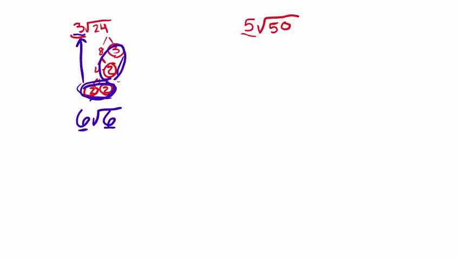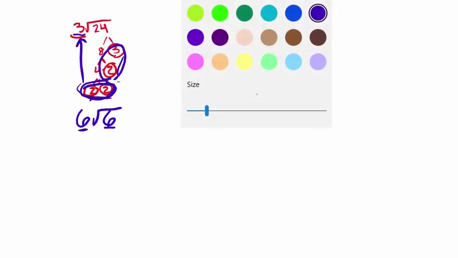Okay, so let's do another example. If I have 5 square root of 50, again we're going to just factor 50. So that's 5 times 10. 5, of course, cannot factor anymore, and 10 is 5 times 2.